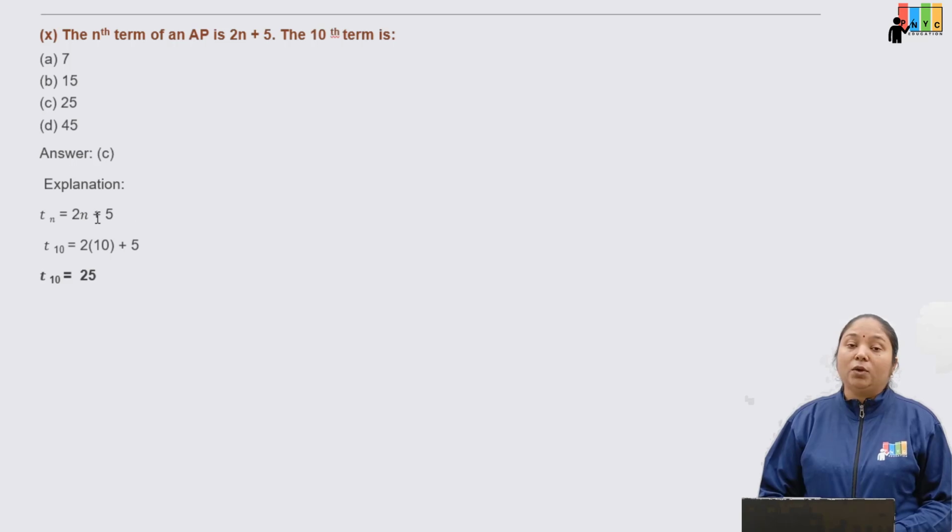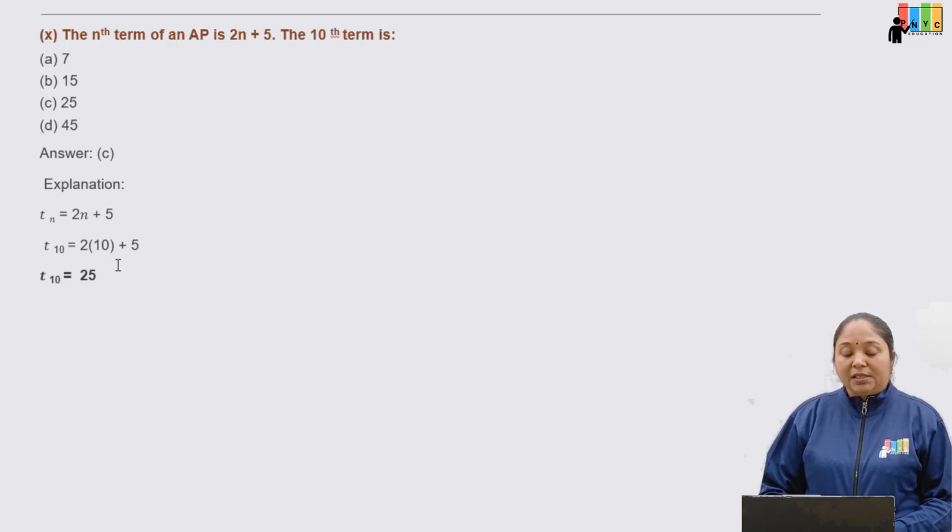Now we need to find out 10th term. That means we'll put 10 instead of n. So what we get? T10 is equal to 2 into 10 plus 5. That means 20 plus 5 is 25. So 10th term is 25. That means option number C is the correct option.